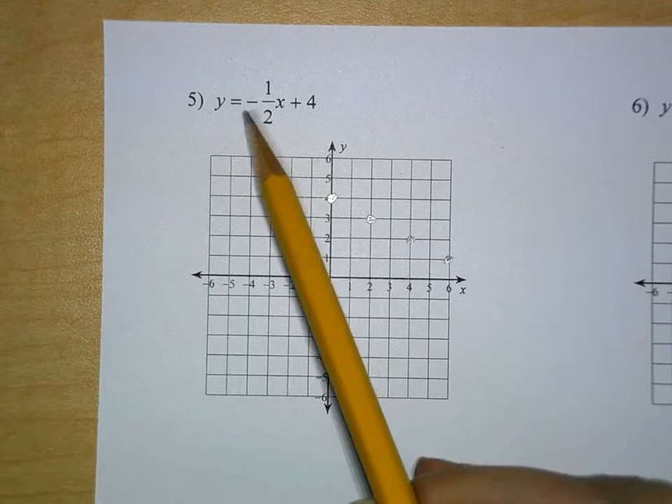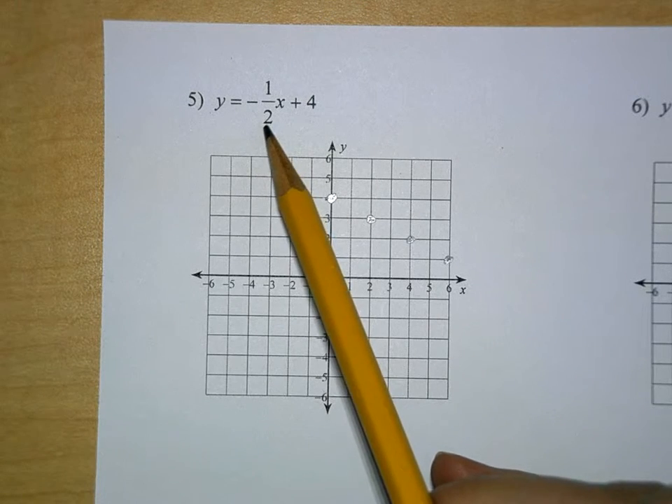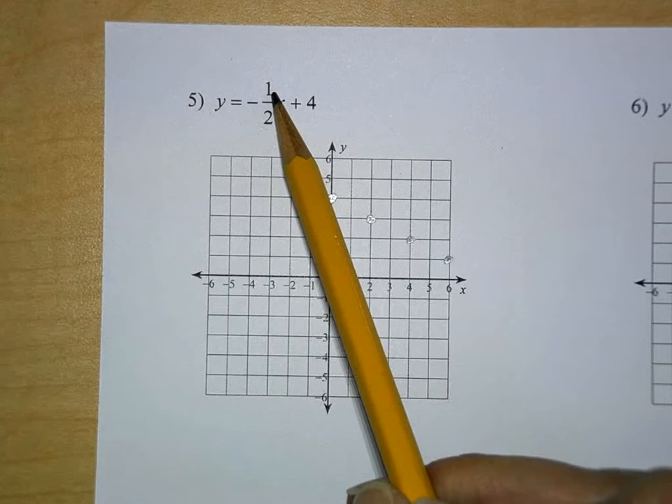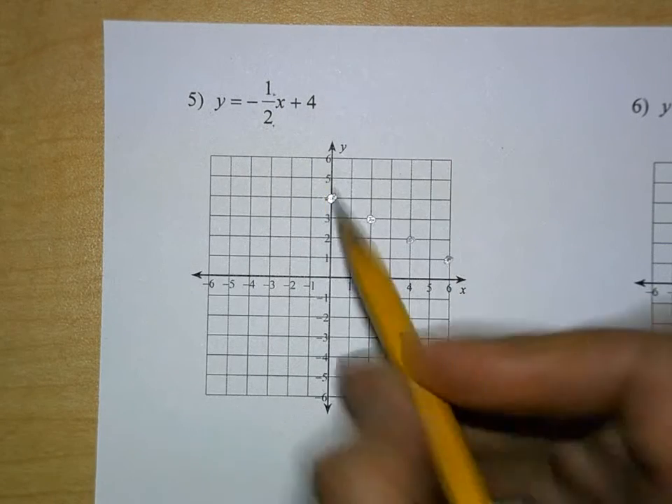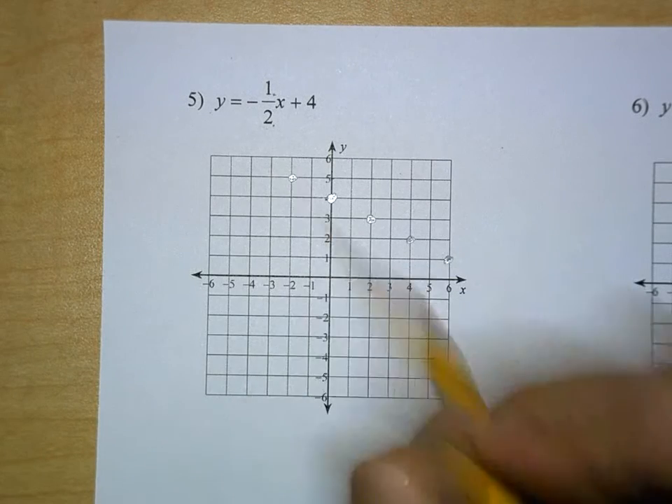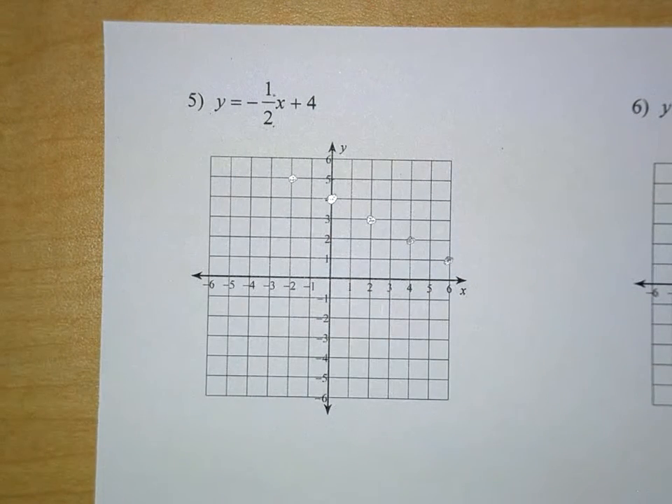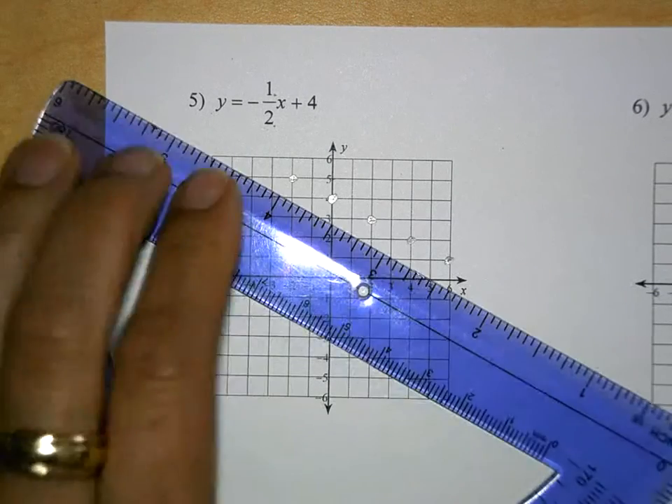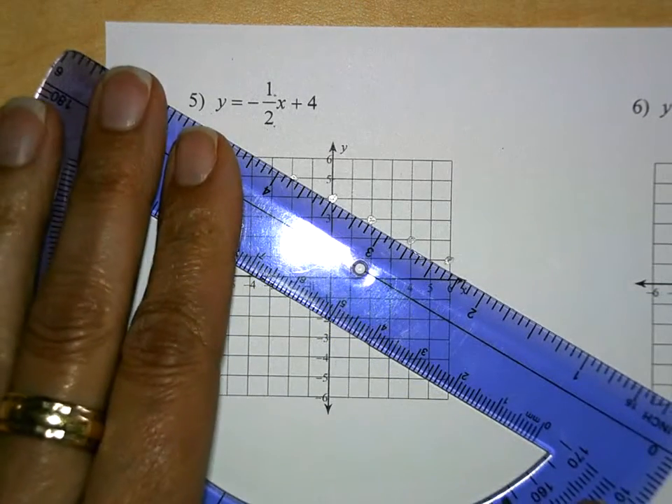Now I do want to show you that if I had attached the negative to the 2 instead, this would be a positive rise of a 1 and a negative run of a 2. I could go up 1 and backwards 2, and I would still be on the same line. The final step, grab your straight edge, draw your line, making sure you've placed arrowheads on both ends.